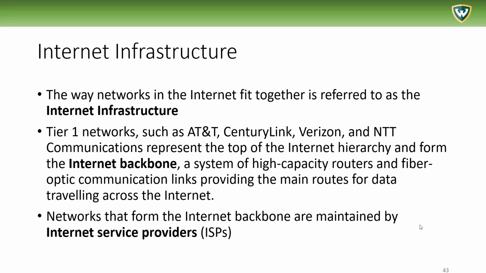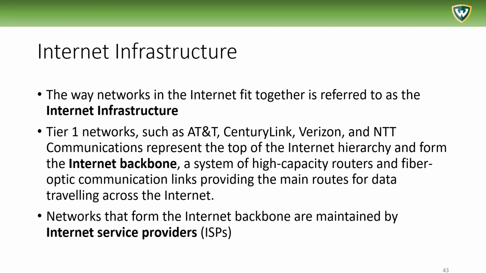Internet infrastructure. The way networks in the internet fit together is referred to as the internet infrastructure. And there are different kinds of tiers in the overall infrastructure of the internet. Tier 1 networks, some examples of which are AT&T, CenturyLink, Verizon, and NTT Communications in the United States, represent the top of the internet hierarchy and form the internet backbone, a system of high-capacity routers and fiber optic communication links, providing the main routes for data traveling across the internet.